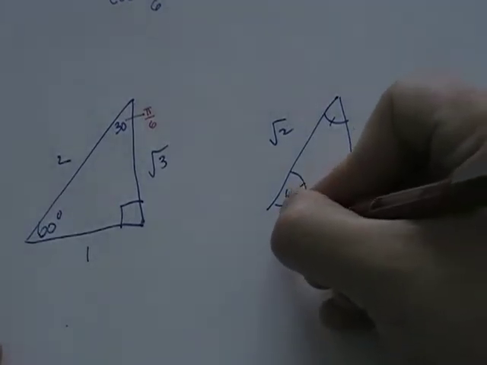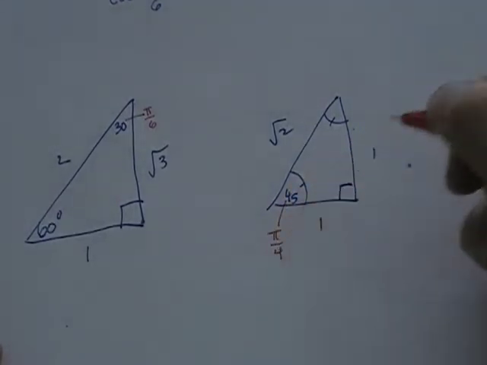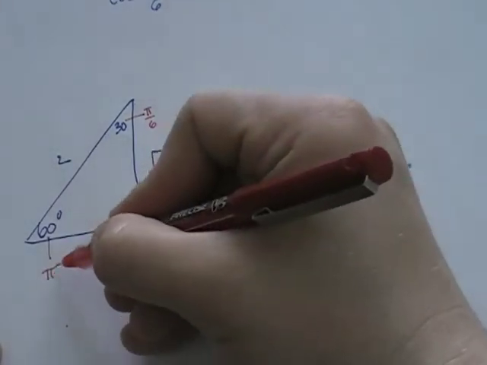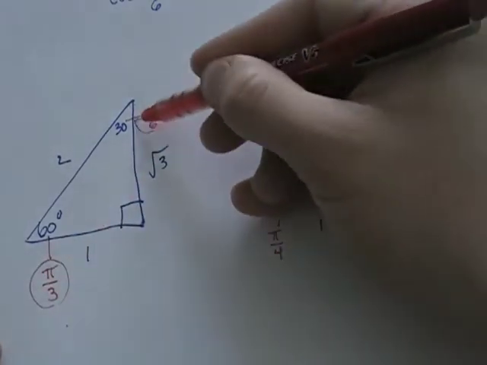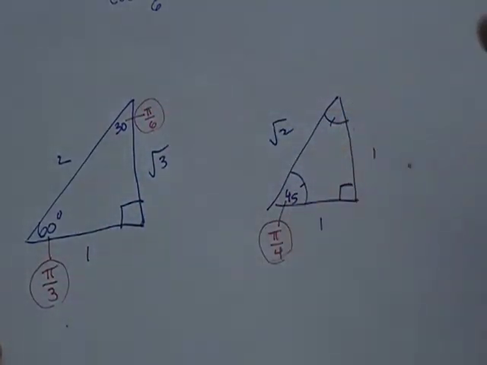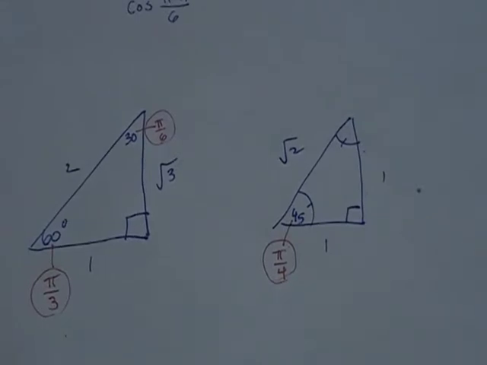45 is pi over 4. And 60 is pi over 3. And if you know these three that I've written in red, you actually can do these easier, or at least as easy as you can in degree mode. Now, what do I mean by that?